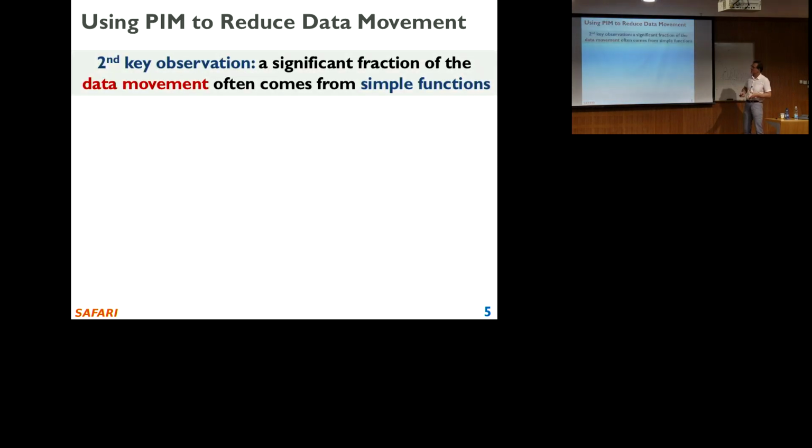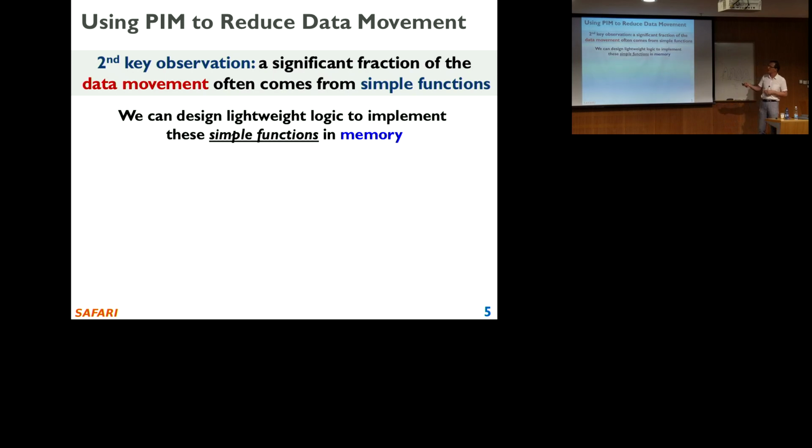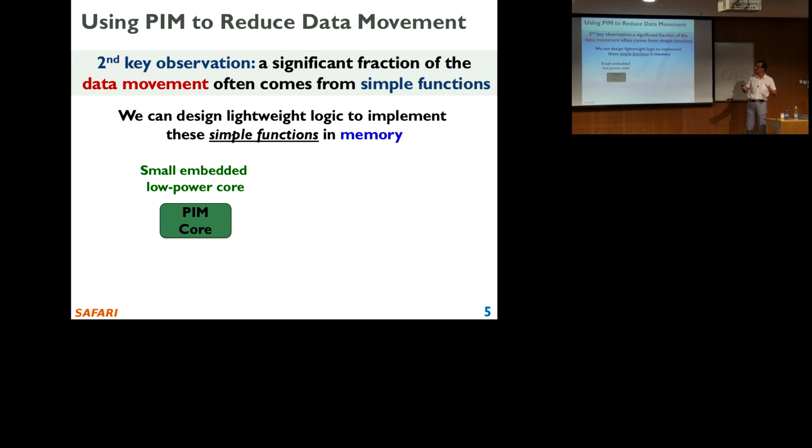So how do we do that? The second key observation: among the workloads that we examined, a significant fraction of the data movement often comes from simple functions. The paper details some of these functions. Copy and initialization are some of them. Compression and decompression is another example. We can design lightweight logic to implement these simple functions in memory. And when I say in memory, it's in the logic layer.